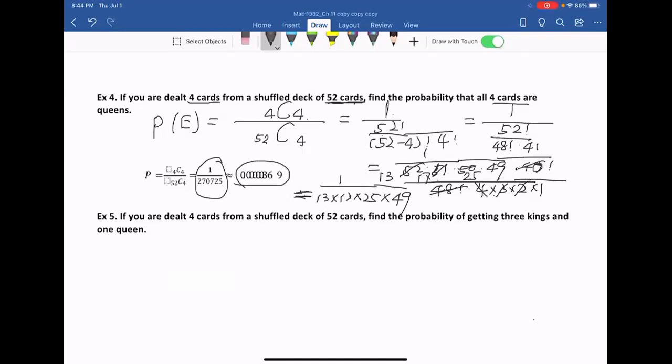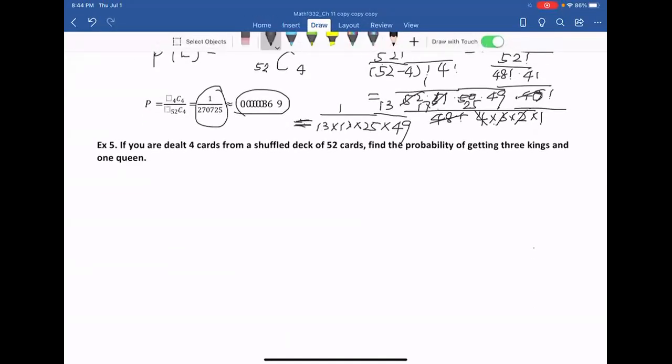Okay, next question. Example five. If you are dealt four cards from a shuffled deck of 52 cards, find the probability of getting three kings and one queen. You see and here, that means we need to multiply. Okay, we put the P of the event here, the N of the E. What's the sample space? You are dealt four cards from shuffled deck, 52 cards. So the order doesn't matter. That means 52C4.